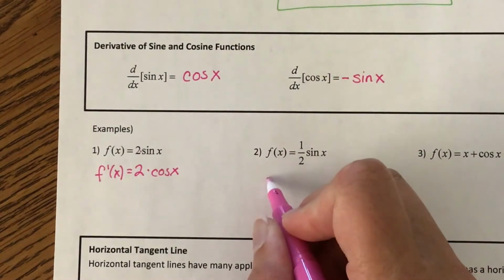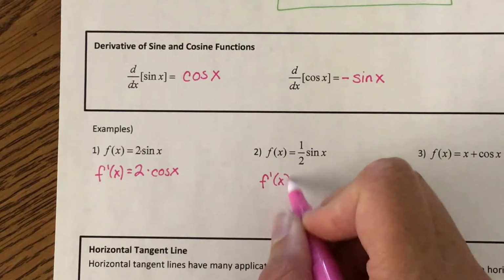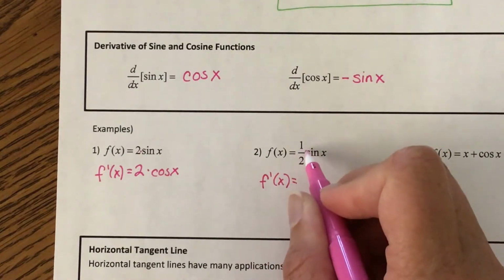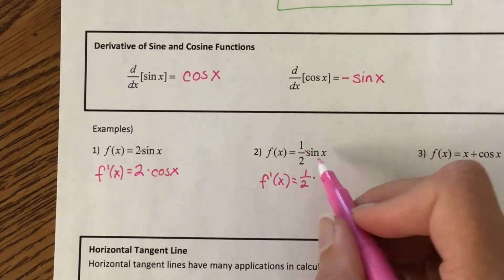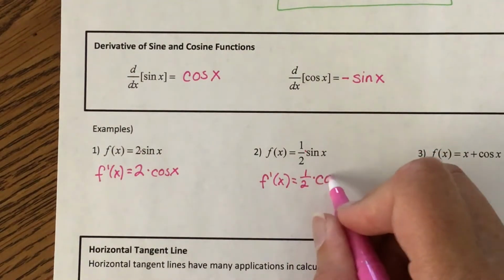Number 2 is really, really similar to number 1. If this is f of x, then f prime of x equals, this is 1/2 times sine x, so its derivative is 1/2 times the derivative of sine of x, which is cosine x.